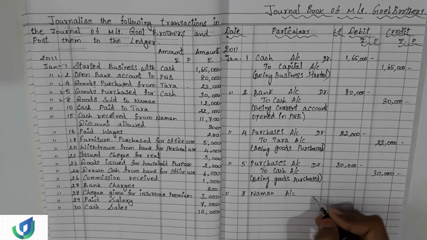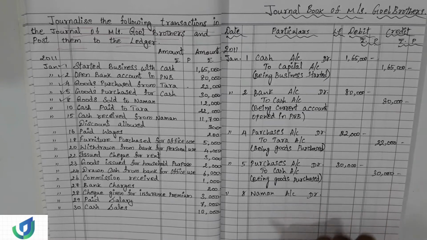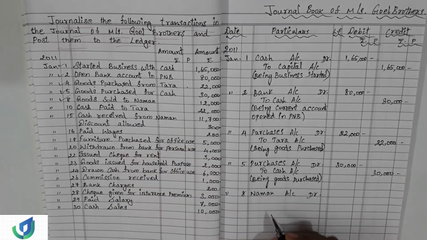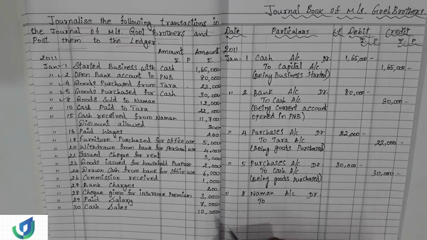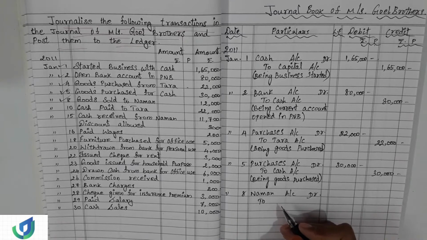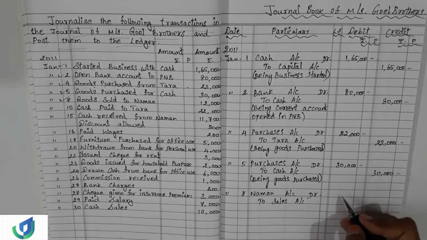Naman account debtor. Who is Naman? Our company's debtor. Okay, our customer. So we have done credit sales. So debtor. Naman account debtor to what we have done? Sales, right? So Naman account debtor to sales account. Amount is 12,000.